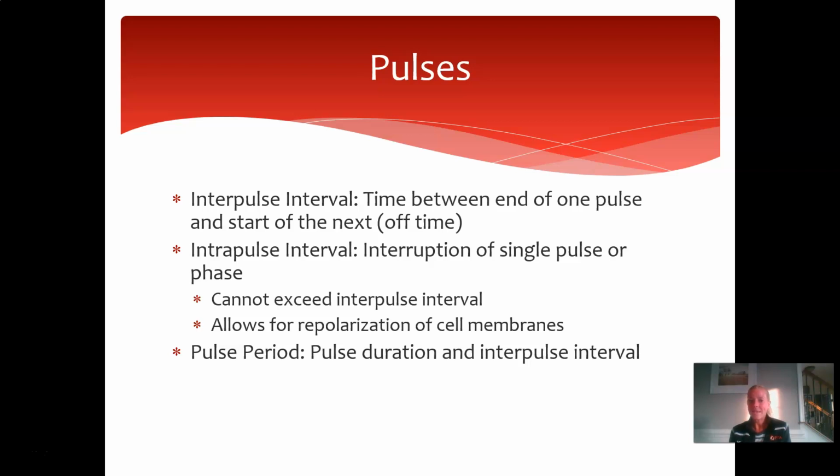Like I said, I'm going to draw some pictures up on the board in class, and this will make a lot more sense. The pulse period is your pulse duration plus the interpulse interval. So it's the on time plus the off time until the start of the next pulse, and then it just continues to repeat after that.